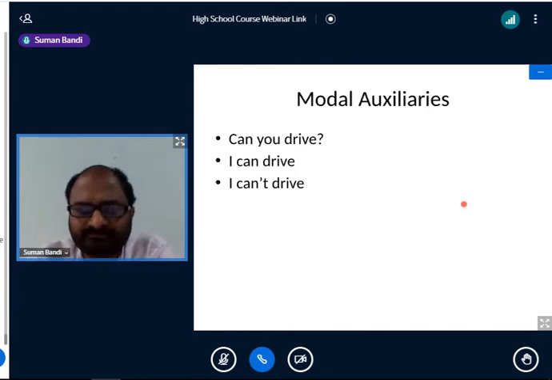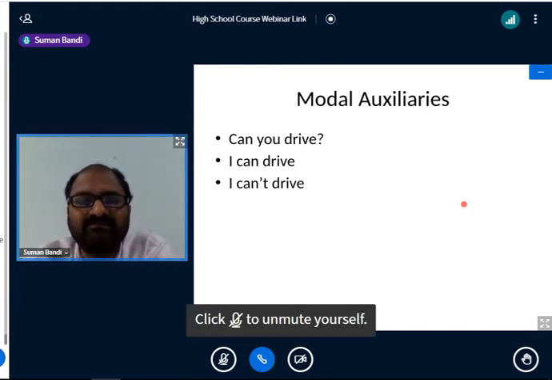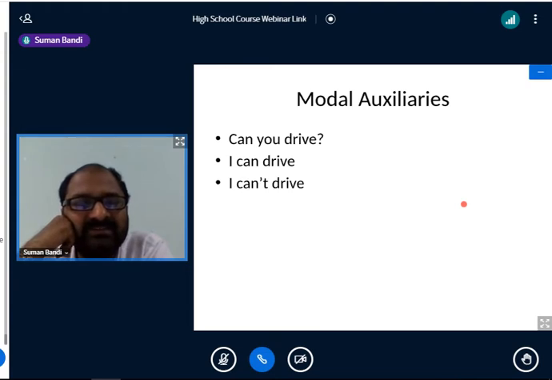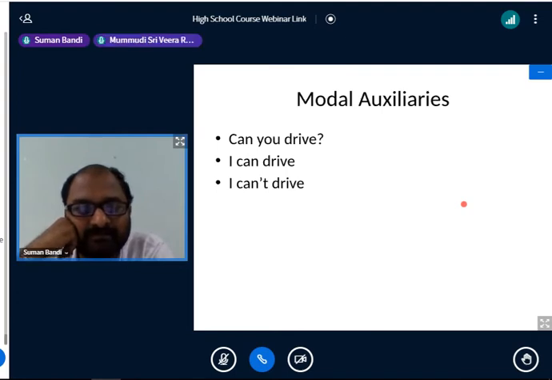I'll start the class by addressing my students and saying, I can drive. I'll write that sentence on the blackboard. I can drive. Do you know the meaning of this sentence? Can you tell in mother tongue? Bhagyashri, can you tell what you mean? I can drive means, what is the meaning? Can you explain to me in mother tongue? Bhagyashri, or anybody.